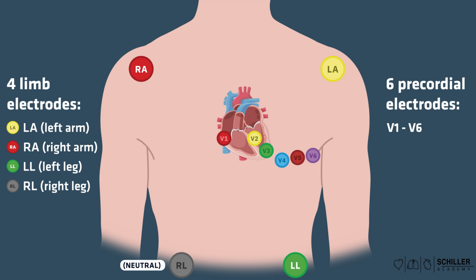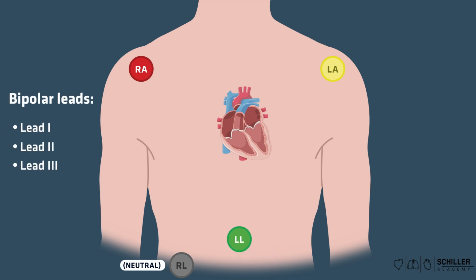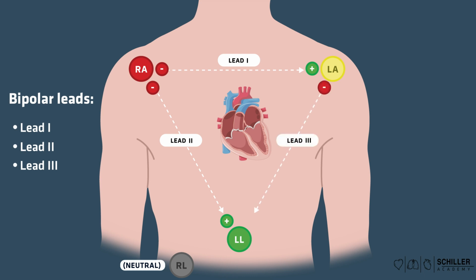Let's have a look at the leads that are formed by these 10 electrodes. There are 3 bipolar limb leads recorded, using 2 electrodes each. Lead 1 represents the voltage differential between the right arm as the negative pole and the left arm as the positive pole. Lead 2 uses the right arm as negative and the left leg as positive pole. Lead 3 uses the left arm as negative and left leg as positive pole.